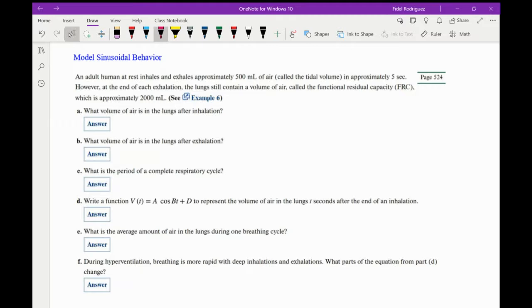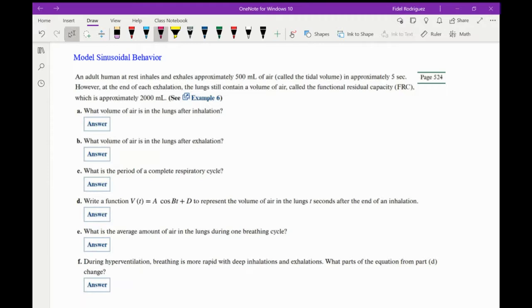It says an adult human at rest inhales and exhales approximately 500 milliliters of air, called tidal volume, in approximately 5 seconds. So what does that mean? How long should that have taken me according to this problem? 5 seconds. That 5 seconds is the inhale and the exhale. What is that distance called? And we do both. What do we call that, from the start to the finish? What are we going to call that in terms of our graph?